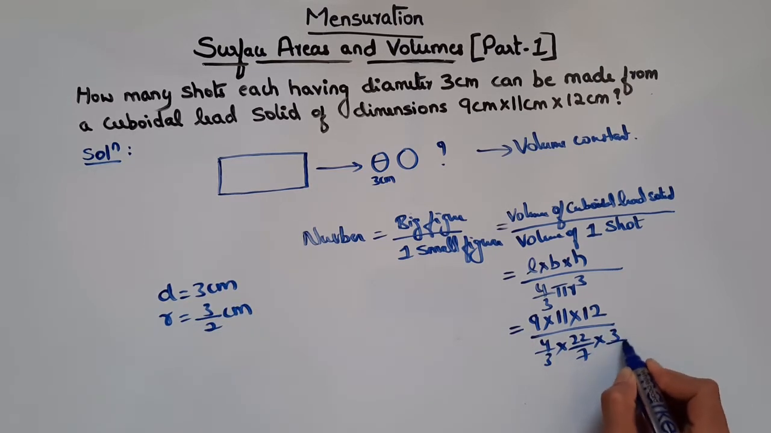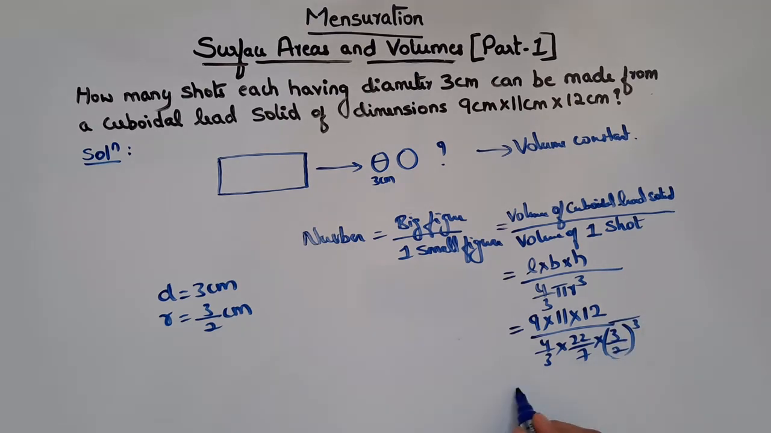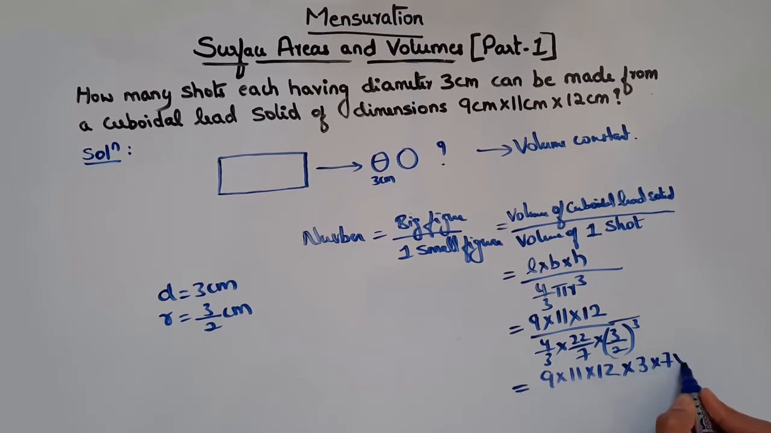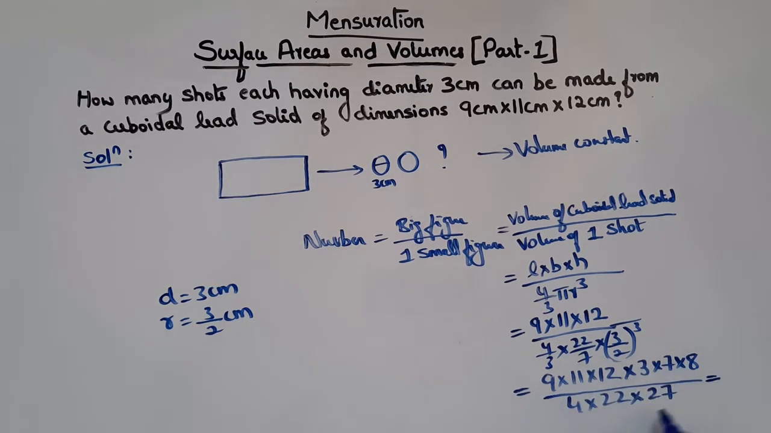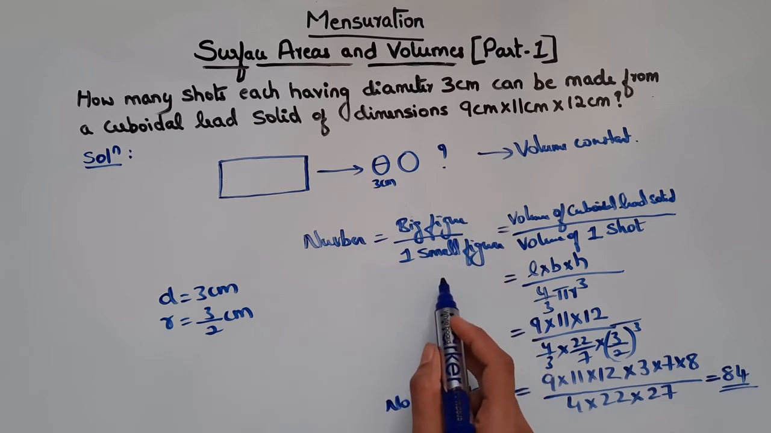So substitute 3 by 2 here, whole cube, which is equal to, we have 9 into 11 into 12. These denominators will go to the numerator, right? So into 3 into 7 into 2 cube. 2 2s are 4, 4 2s are 8, by 4 into 22 into 3 cube. 3 cube is nothing but 27. 3 3s are 9, 9 3s are 27. When you simplify this, it will give you 84. So hence the number of shots that can be made from the cuboidal solid is 84 shots. So here you have to remember, number is equal to big figure by one small figure.